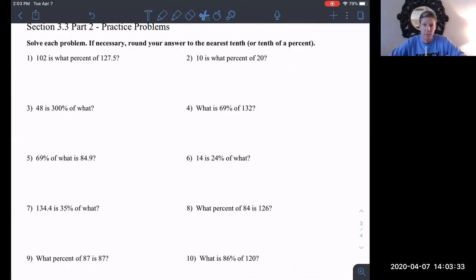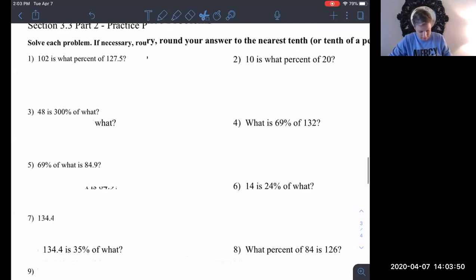We spent the last 2 weeks solving proportions, so hopefully you feel pretty good with solving proportions, but setting it up is the tough part in this one. So I'm going to give you a couple tips that are going to help you get this right every time. Okay, so let's just start with number one.